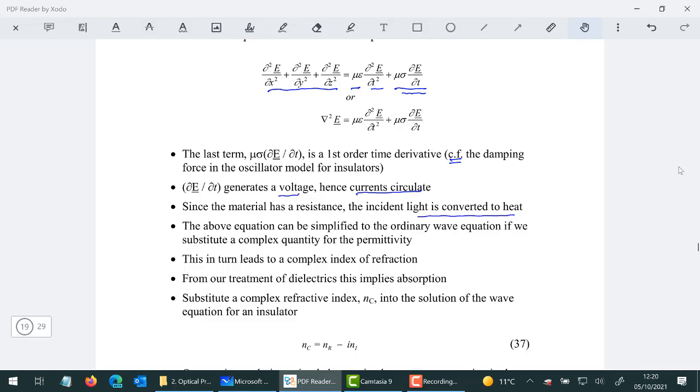What we need to do is find a solution for that equation so that we can find E as a function of time. And we can simplify the equation if we make a substitution, and that substitution is to say that the permittivity is a complex quantity.